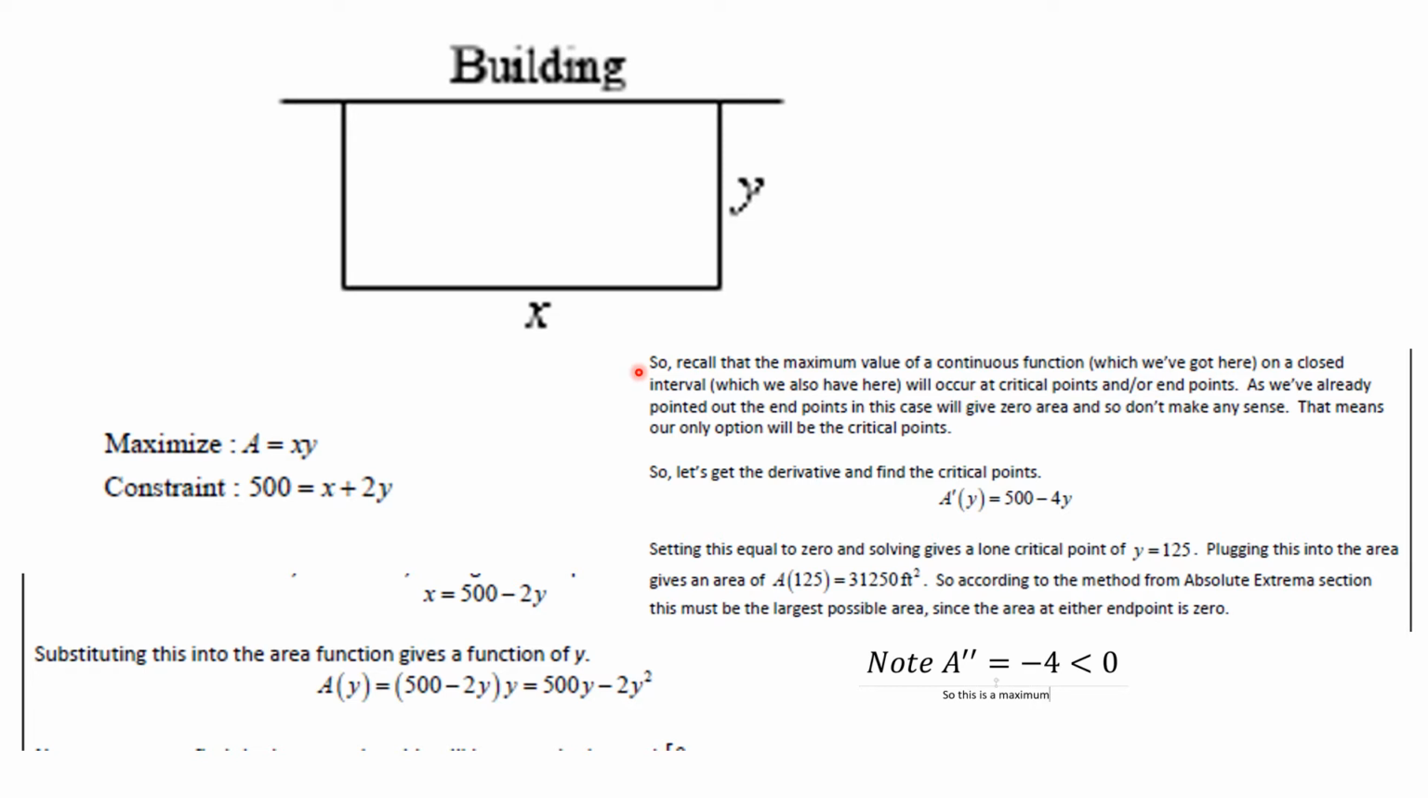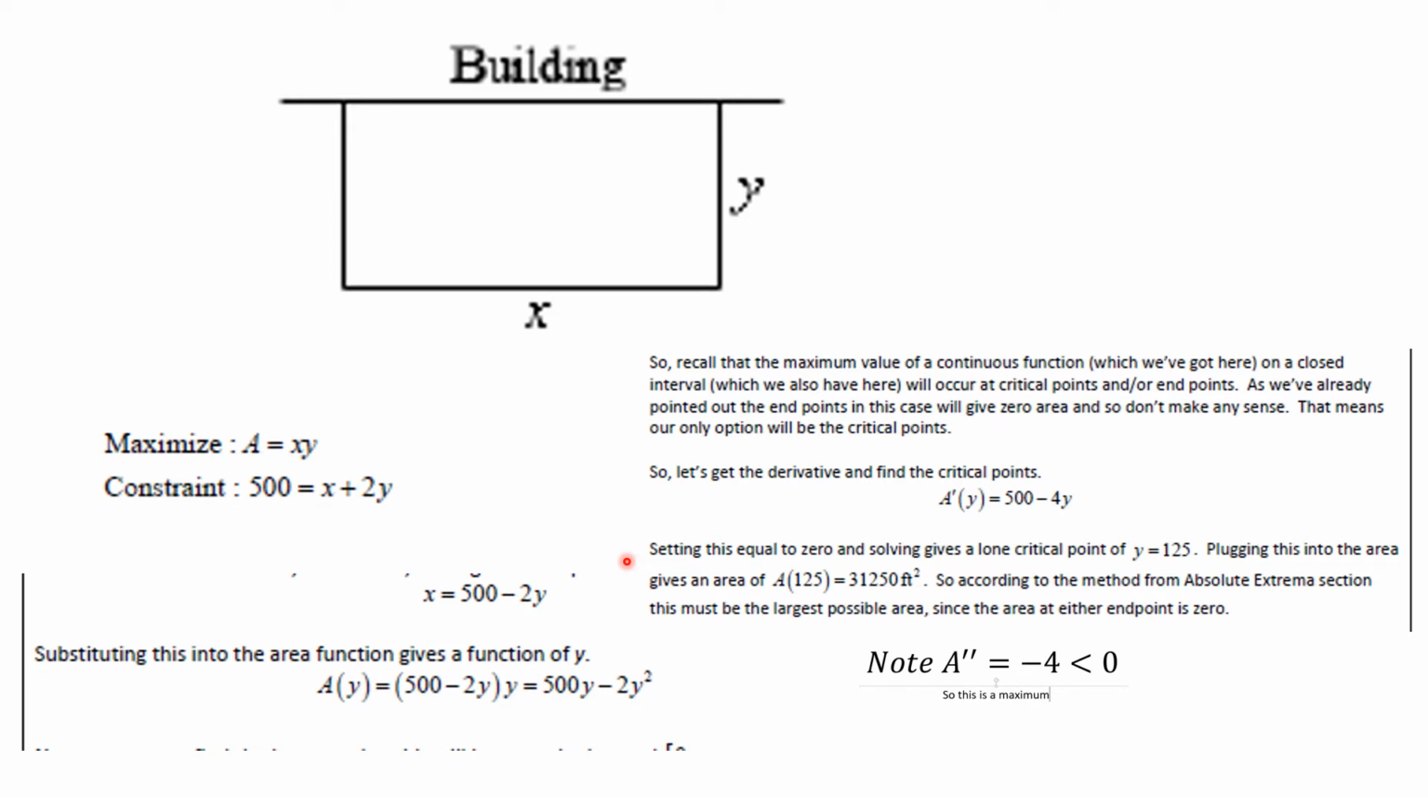So recall the maximum value of a continuous function, which we indeed do have here, it's a parabola on a closed interval, which we also have here, will occur at the critical points or the endpoints. And we've already pointed out the endpoints give you 0 areas, so they don't make any sense. This means our only option will be the critical points. So what we do is we find the critical points. We take the first derivative. A prime of y is 500 minus 4y. Set this to 0 and solve. And whenever we set that equal to 0 and solve, we get y is 125.